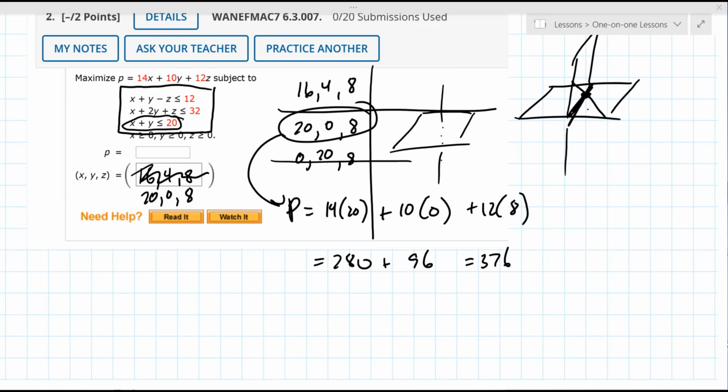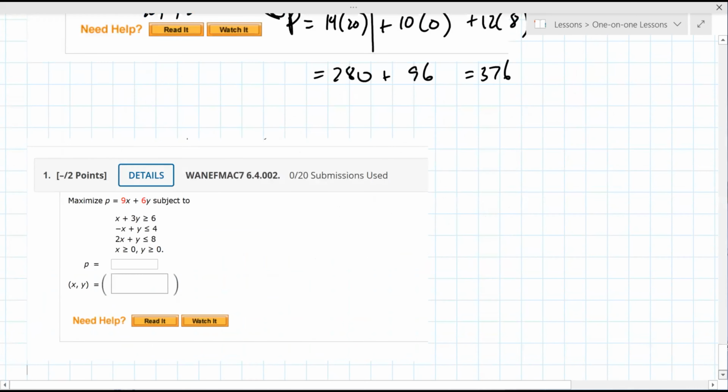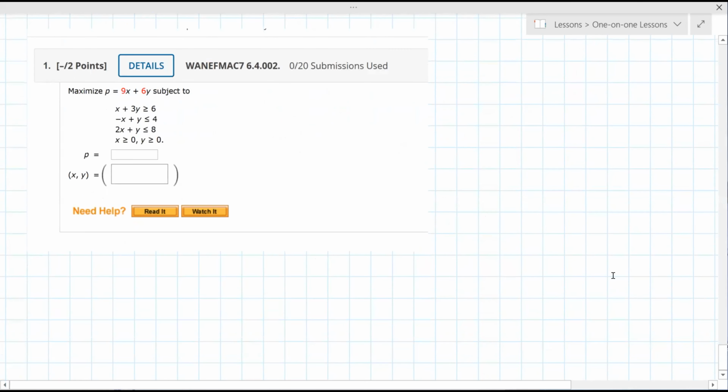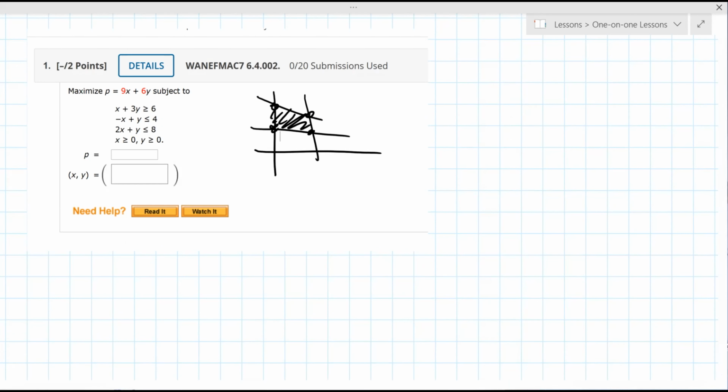All right, this actually continues much more nicely from the previous set. So we're maximizing P equals 9x plus 6y subject to all these constraints here. This is again where we need to graph it, and we're going to get some sort of region, and then some points to look at. Is that kind of clear about how to do that?